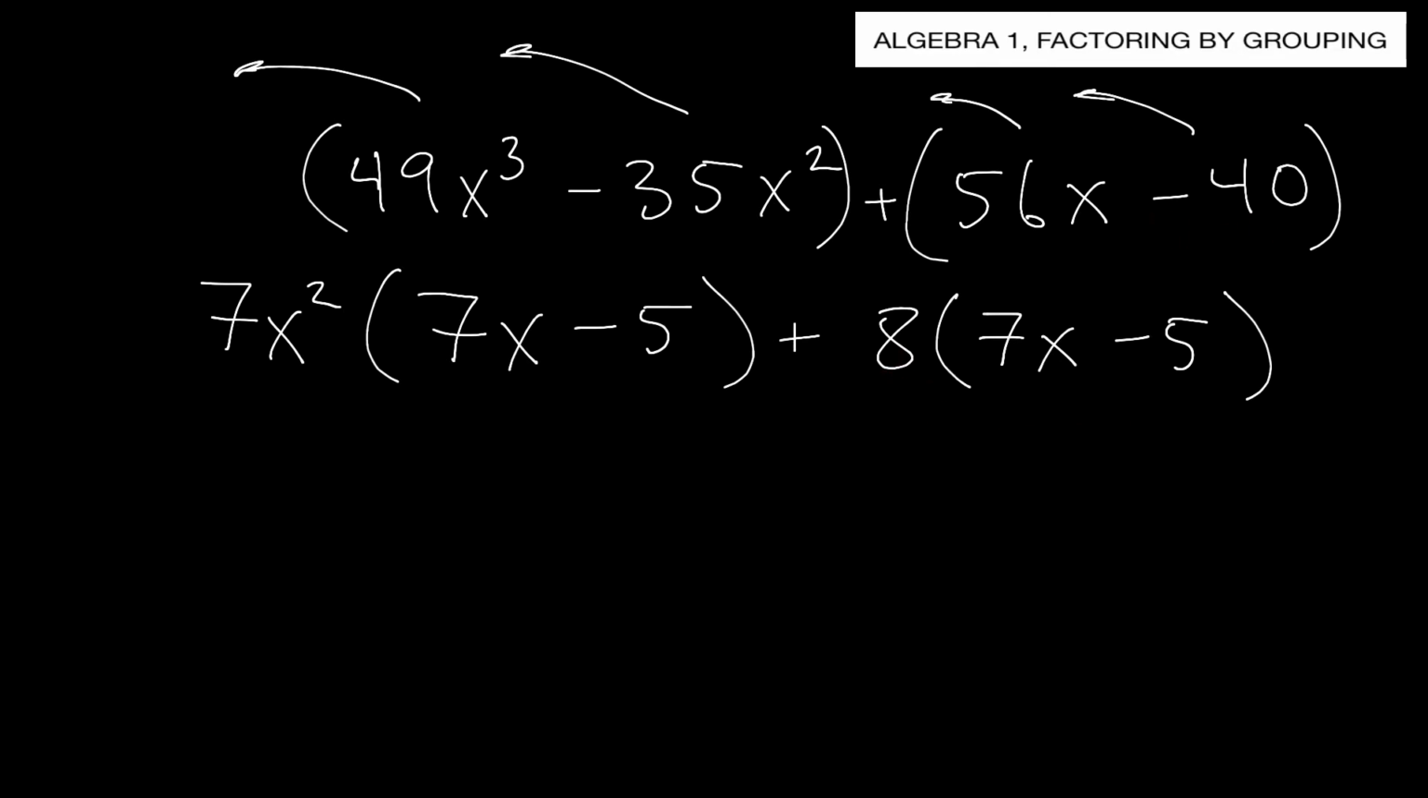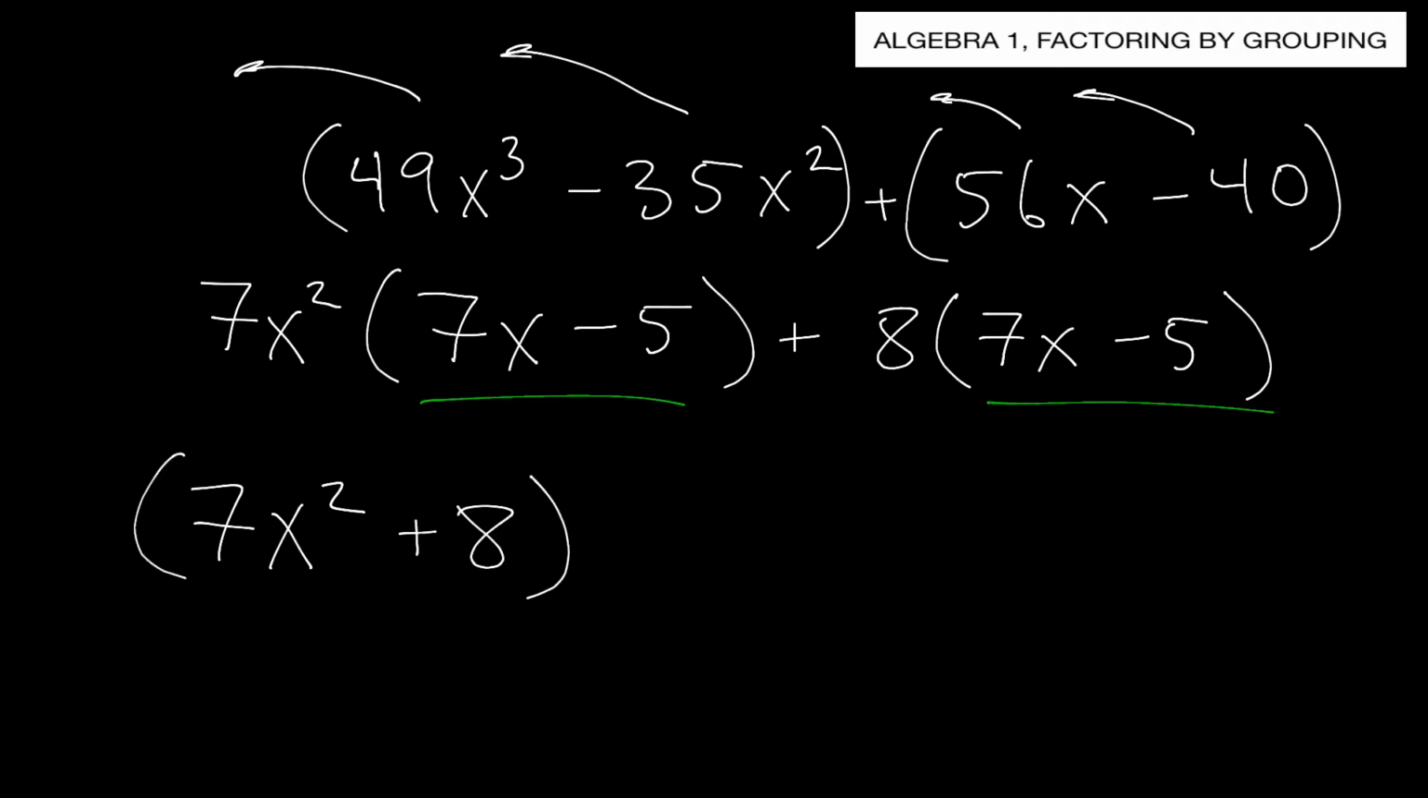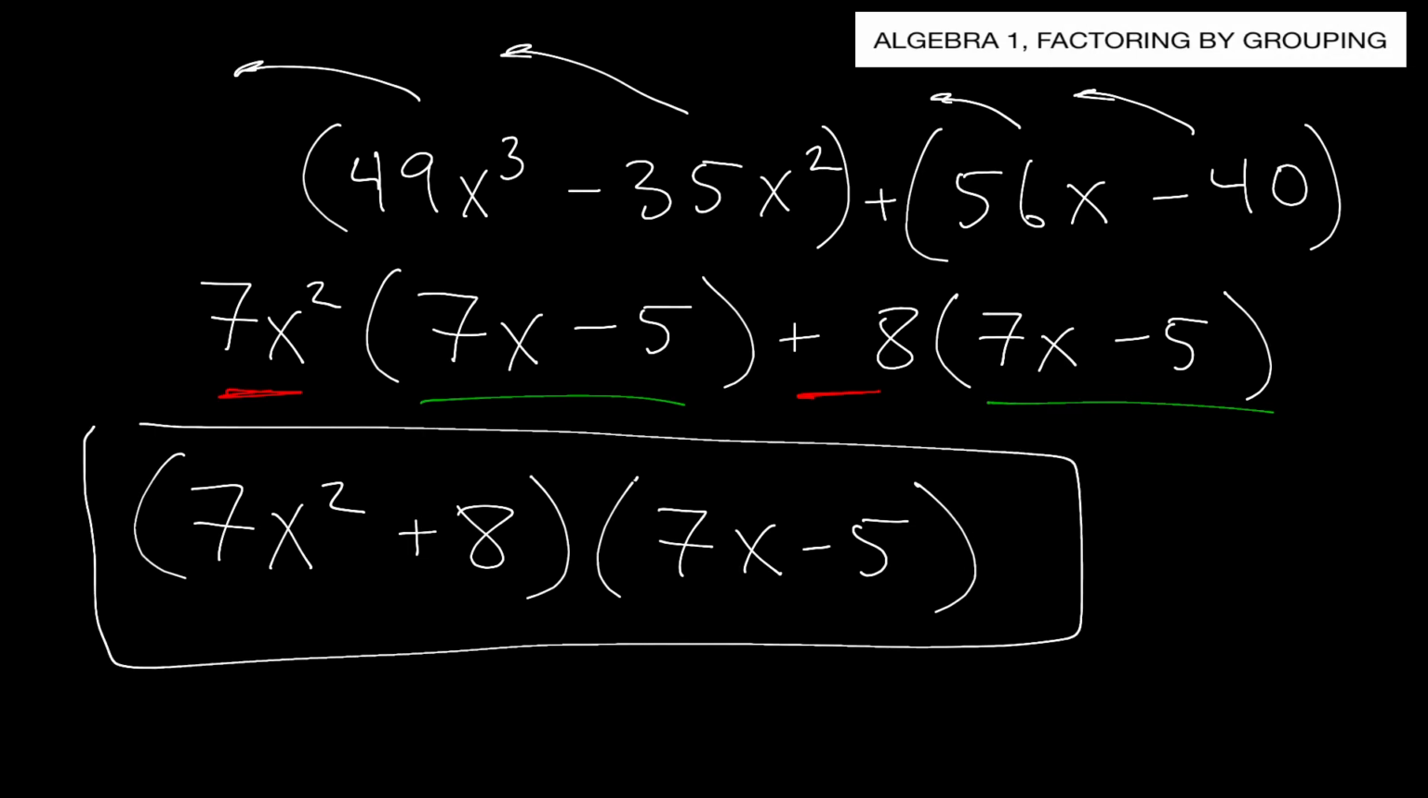Okay, now we're going to factor out this and this. Okay, we're factoring these out. So we have 7x squared plus 8. Okay, that's here and here. And times 7x minus 5. Okay, here's our answer. 7x squared plus 8 times 7x minus 5.